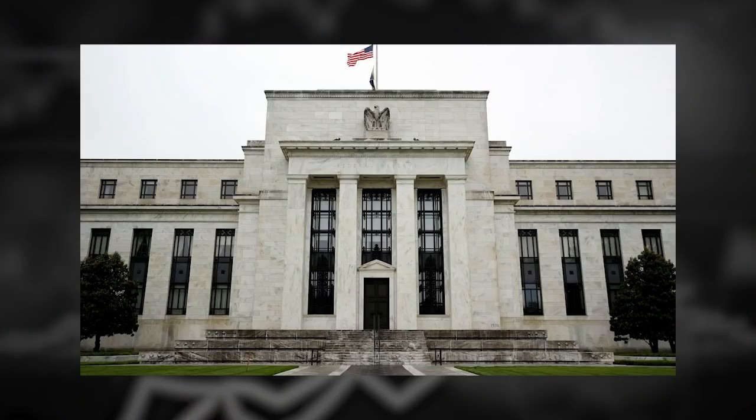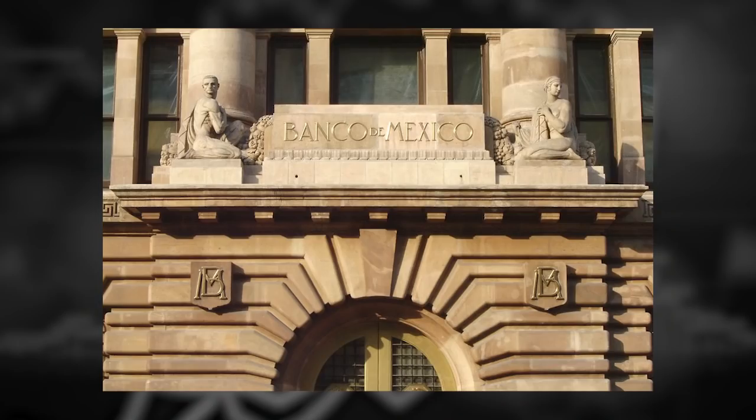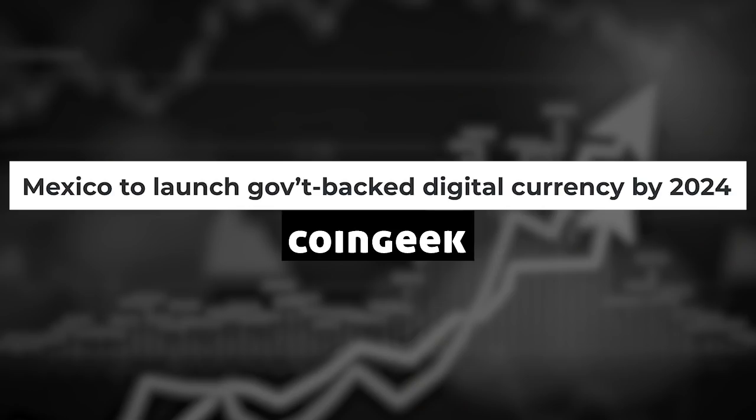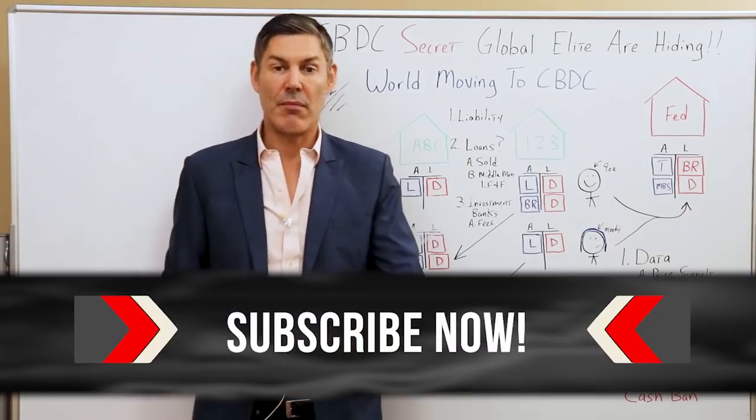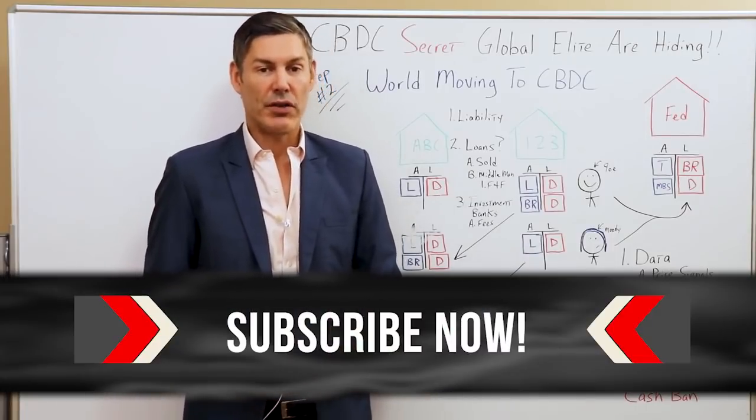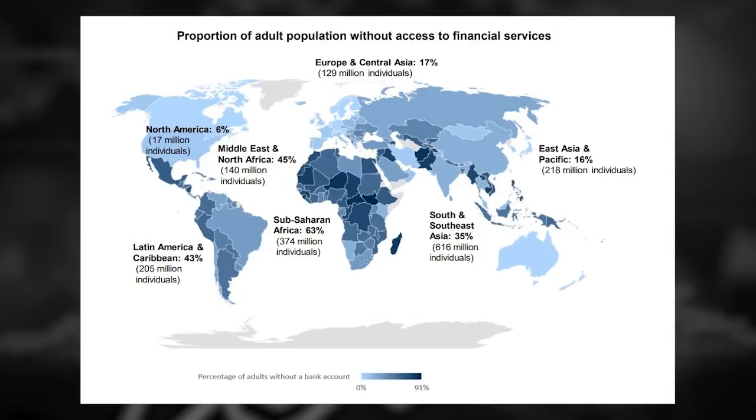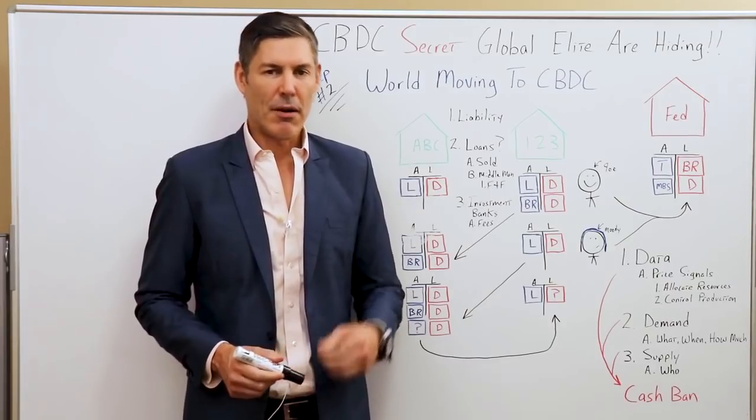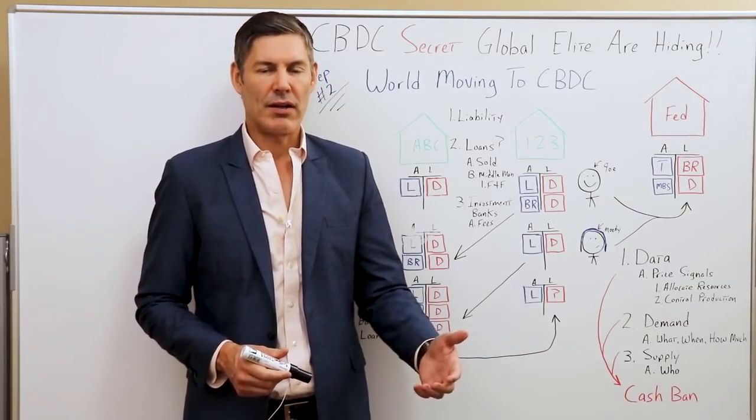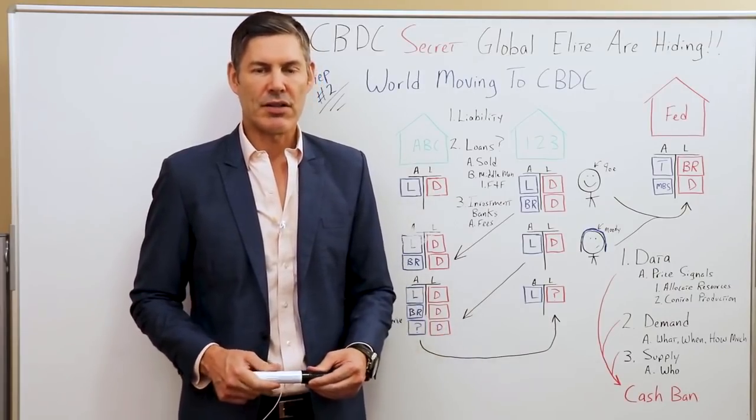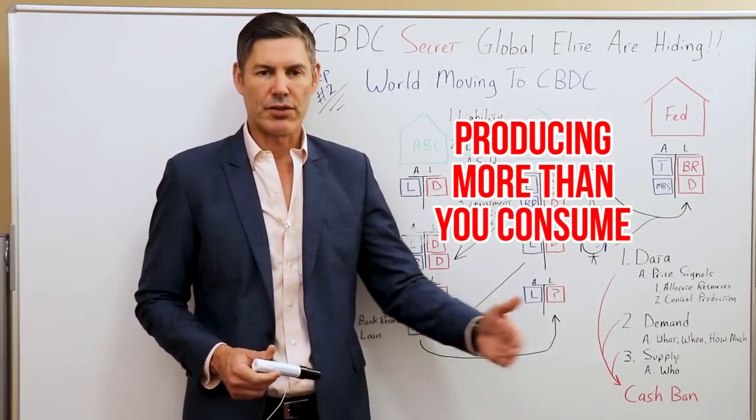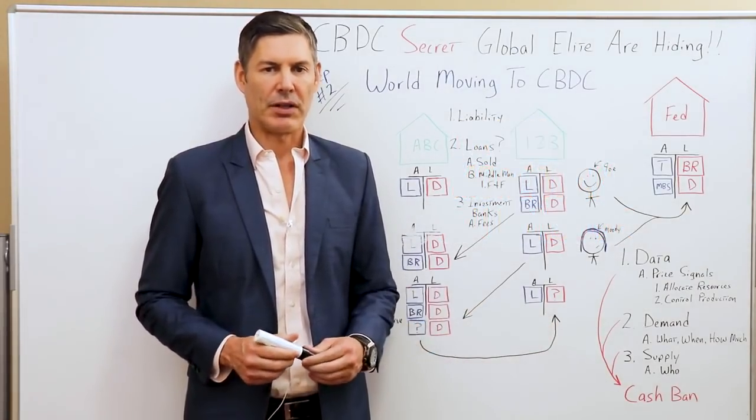So why would the Fed want to do this? Why would the Bank of Mexico come out and say that they are going to be implementing a central bank digital currency by the year 2024? If you listen to them, they'll say it's because we have all these unbanked in the economy, and if we could just get them a bank account, that's how we'll get them out of poverty. As if a bank account or extension of credit is how you get out of poverty, and it's not simply producing more than you consume. But that's a topic for a completely separate video.